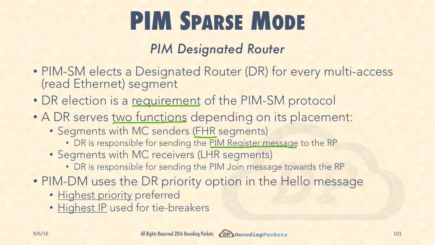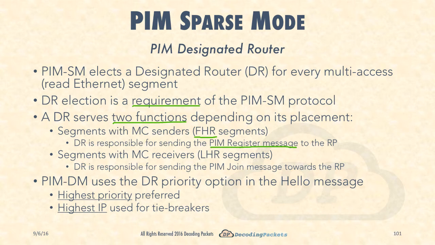Imagine if every single one of them was to send a register message to the RP. It would be redundant, it would really confuse the RP, and really the RP wouldn't be able to choose who is the actual first hop router segment. So to basically curtail the number of register messages, you pick one PIM router per first hop router segment to send that PIM register message, and that router ends up being the DR.